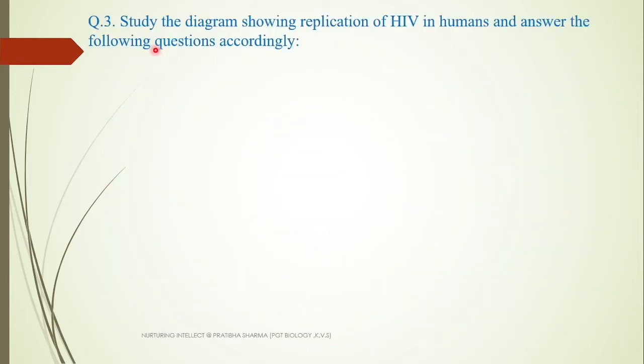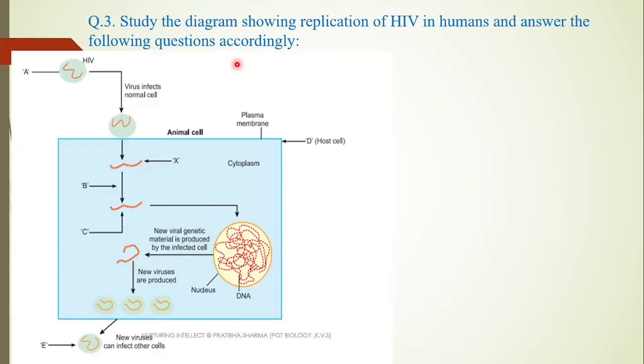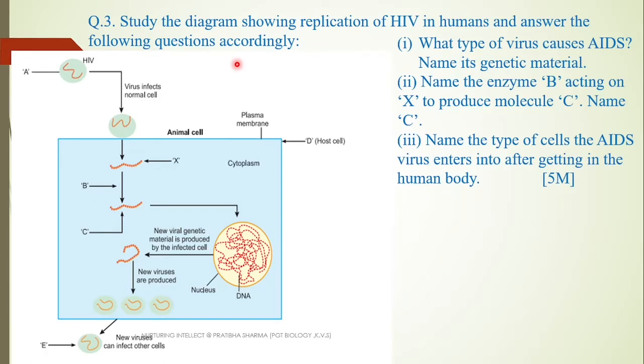Question number 3. Study the diagram showing replication of HIV in humans and answer the following questions accordingly. तो ये डायग्राम आपको स्टडी करना है और आंसर देना है. What type of virus causes AIDS?